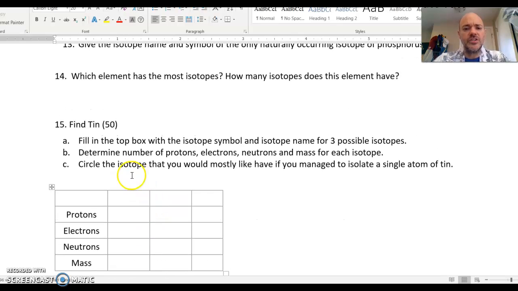If you want to just write the mass number and then the symbol, that's an acceptable way to write isotopes, or write the name of it. Tin, like tin 173, or whatever you're going to write for the mass number.